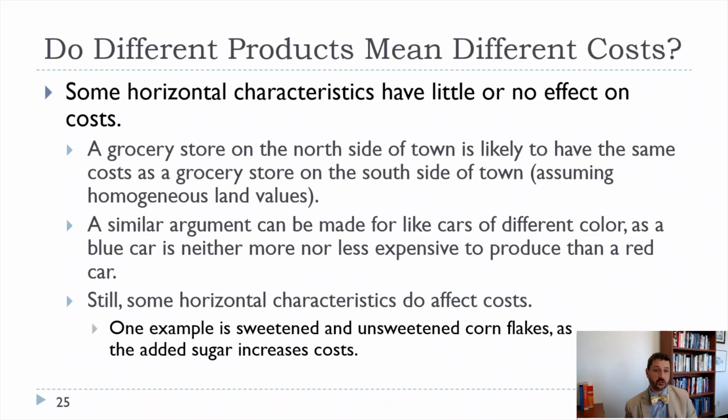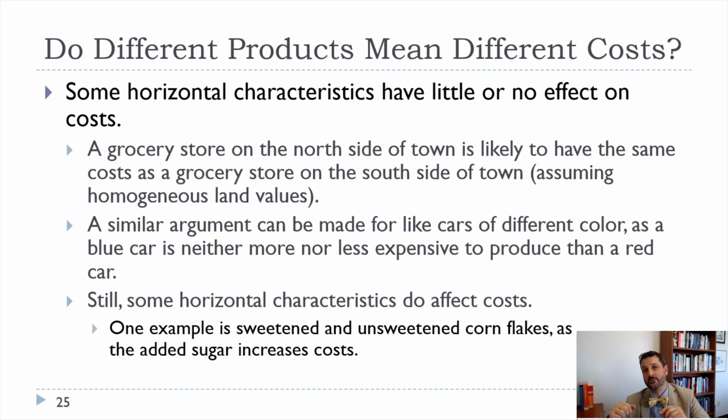But some horizontal characteristics do affect cost, right? The example they give is sweetened and unsweetened cornflakes. Some people prefer sweetened, some people prefer unsweetened. But since sweetened have an extra ingredient, namely sugar, that's going to increase their costs. And so that will have to be taken into account by firms that are setting those prices, right? You might decide, okay, I might want to have the same price, even though my costs are different, because of the way that preferences are distributed, or I might want to charge a higher price for the sweetened cornflakes and a lower price for the unsweetened.